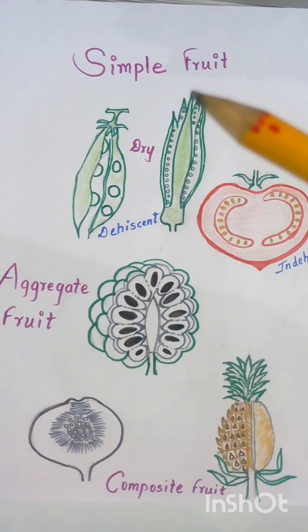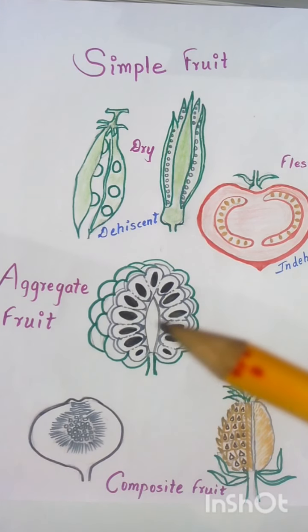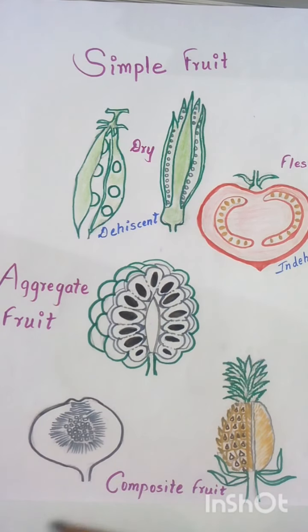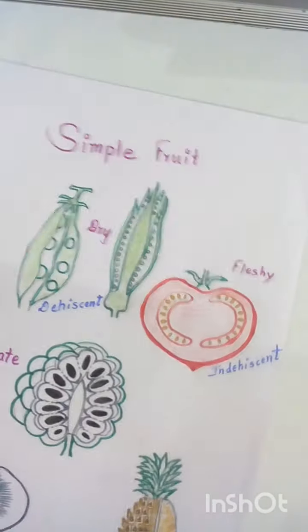So simple fruits are the fruits which are formed from one ovary of one flower. Aggregate fruit is formed from many ovaries of one flower. So these are the seeds of custard apple. These two are composite fruits which are formed from inflorescence. As examples of composite fruit, this is the diagram of fig, that is anjir, and this is the diagram of pineapple, that is ananas.